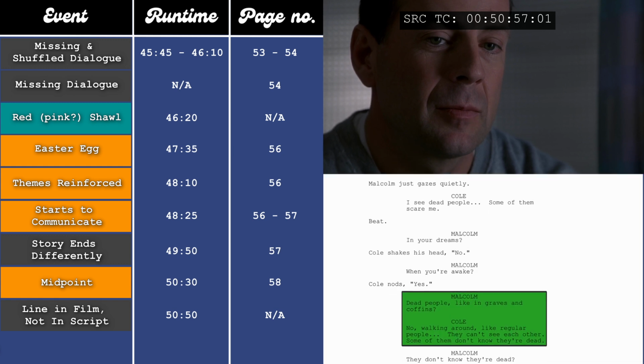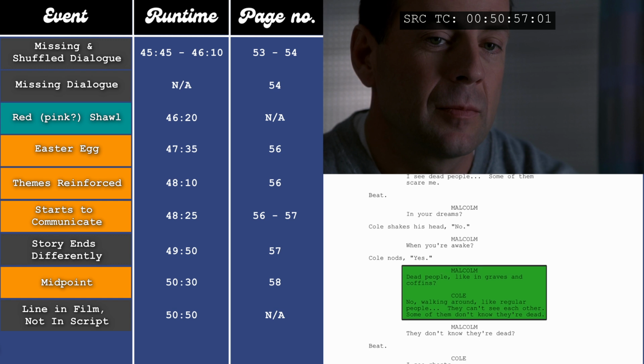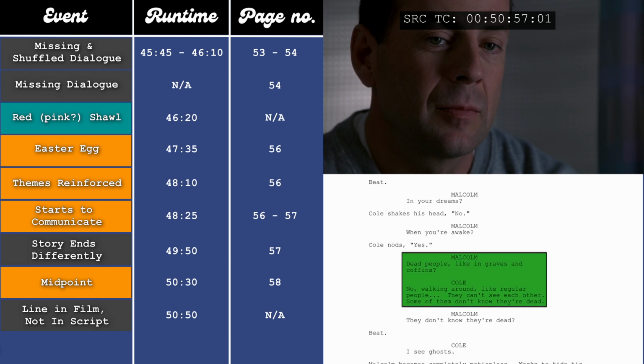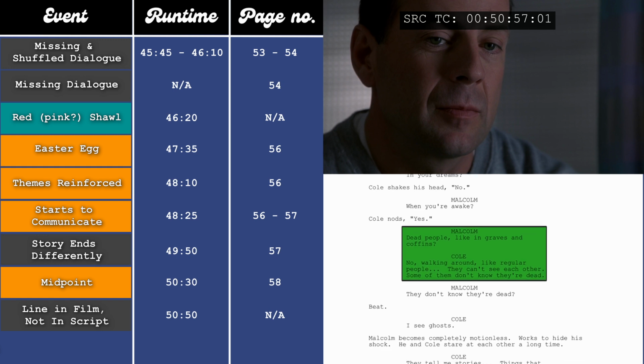Whereas in the script, it reads, Malcolm, dead people, like in graves and coffins. Cole, no, walking around like regular people. They can't see each other. Some of them don't know they're dead.